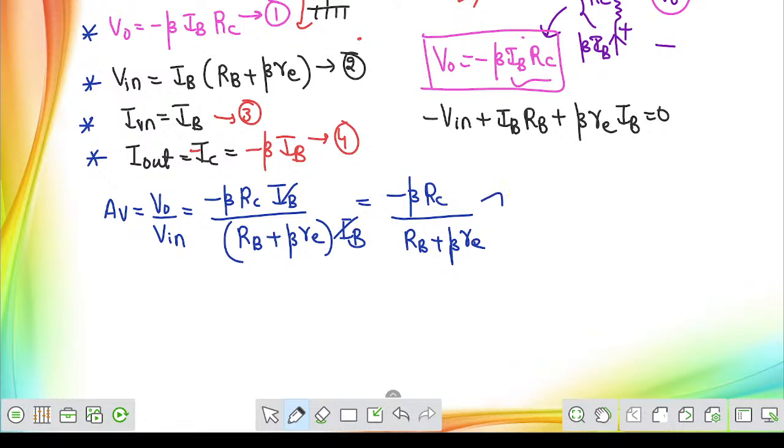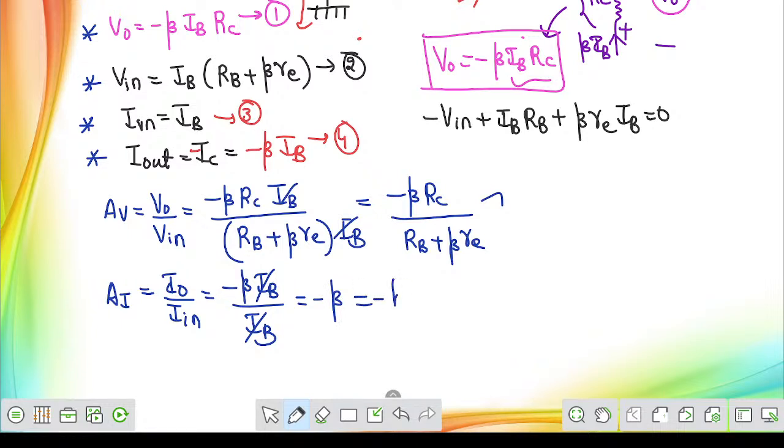This is how we are calculating the voltage gain. Now, if they are asking for current gain, then you will have to take the ratio between output current divided by input current. Just now we saw output current is minus beta times of IB, divided by input current, which is simply IB. So both will get cancelled. This will be equal to minus beta. This is the current gain.